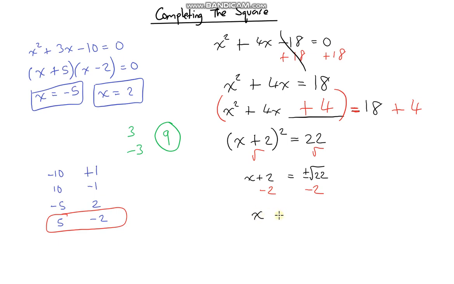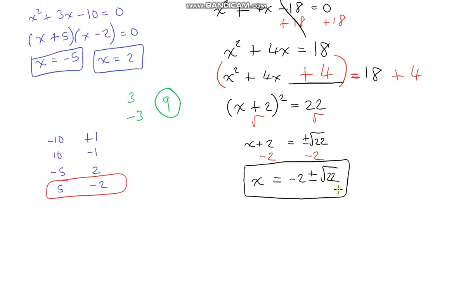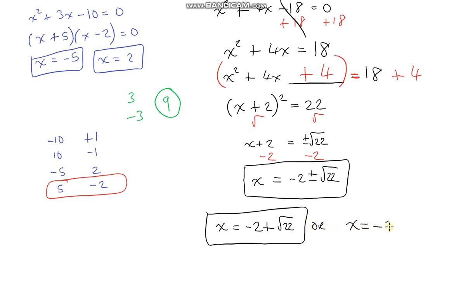And we are left with x equals minus 2 plus or minus the square root of 22, and that is our solution. Okay, so we've got two solutions here. Now it might not immediately pop out to you, but if we split the solutions up, we could say x equals minus 2 plus root 22. That's one solution. Or the other solution is x equals minus 2 minus the square root of 22, and that is our other solution.